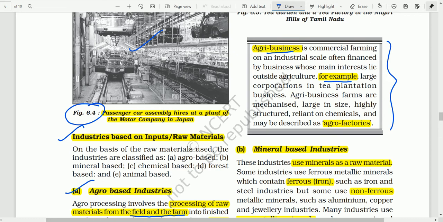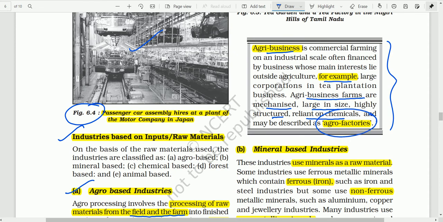Then agribusiness farms are mechanized, means machines are used. They are large in size, the farm size is big, more than 200 hectares, for example. Then highly structured, managerial activities are there. Then reliant on chemicals, it uses chemicals, and sometimes it is termed as agro factories also.